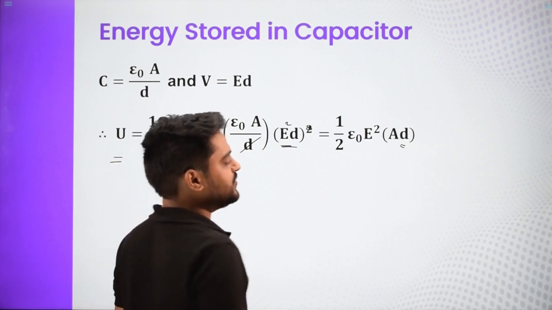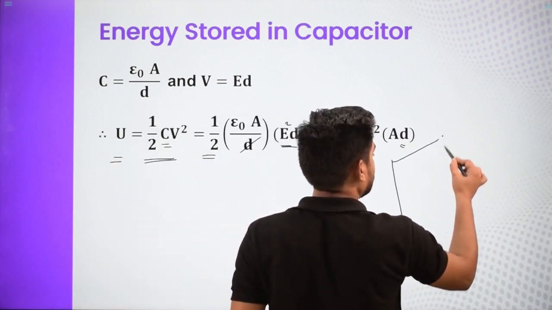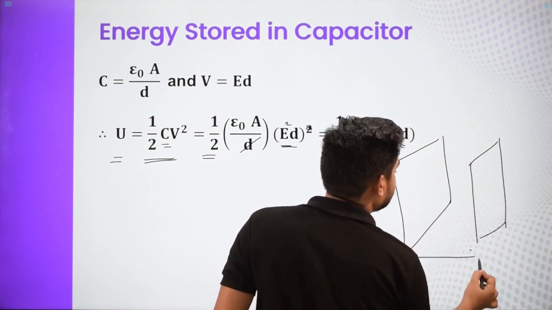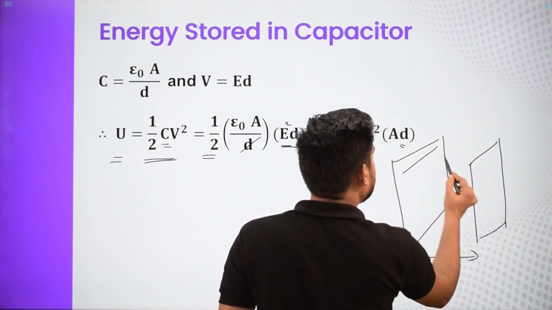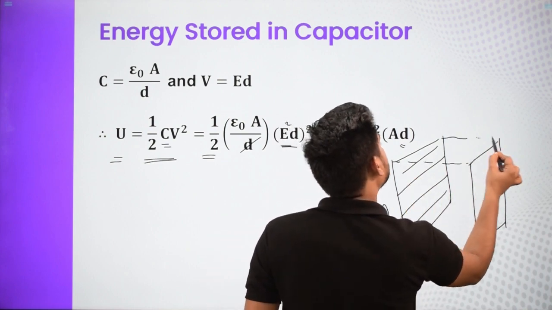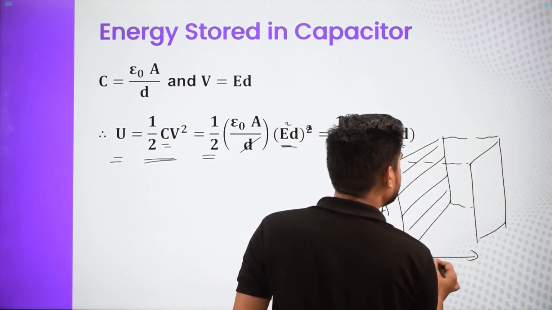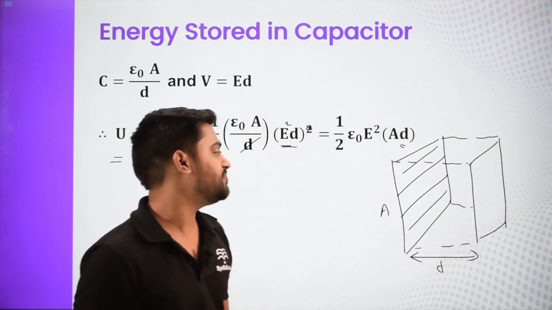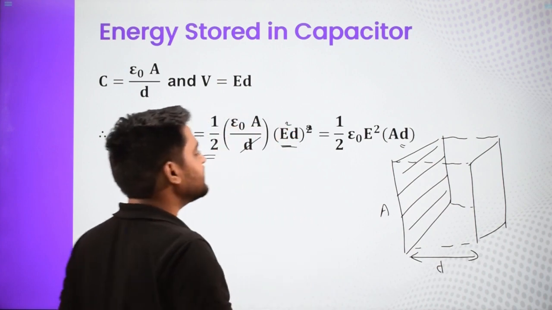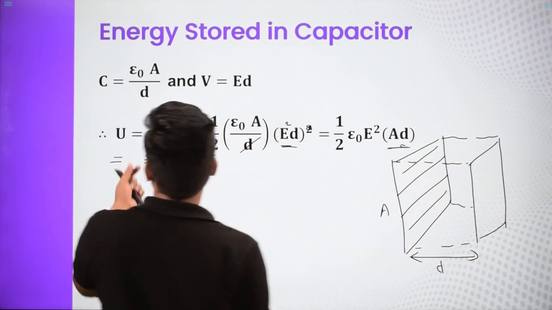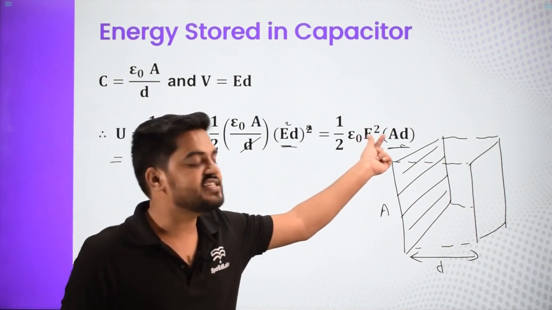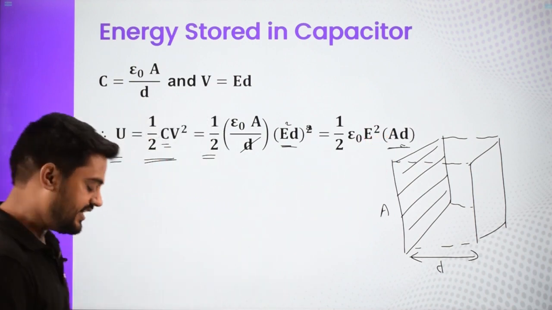Now what is A into D? These are our two plates separated by a distance D. Each one has an area of cross section A, and A into D is nothing but the volume or space between the plates. So this is the entire volume, and this is my potential energy. So potential energy can also be written as half epsilon naught E square times the volume of the capacitor.